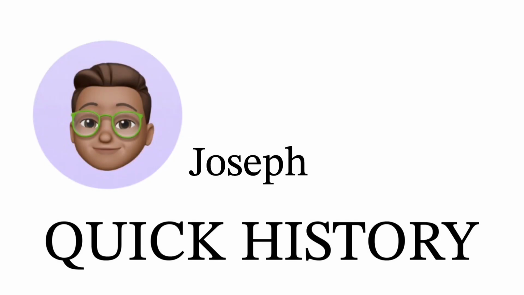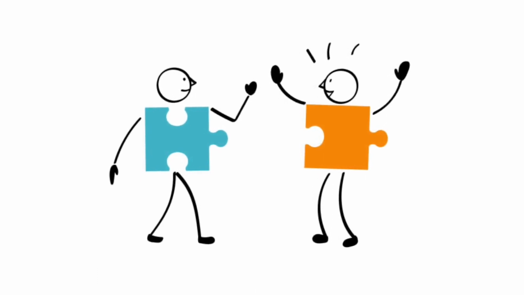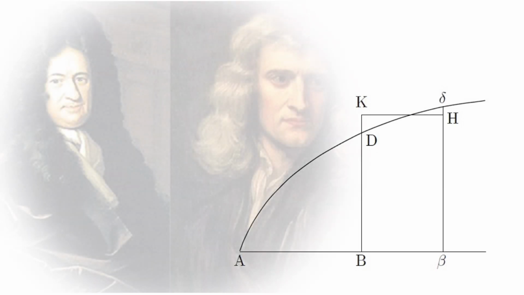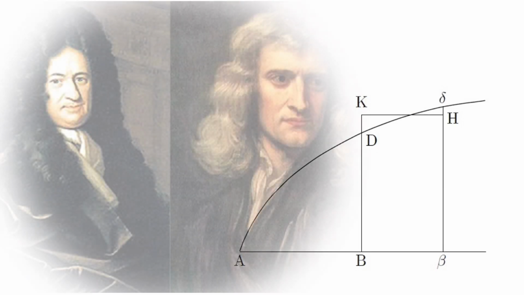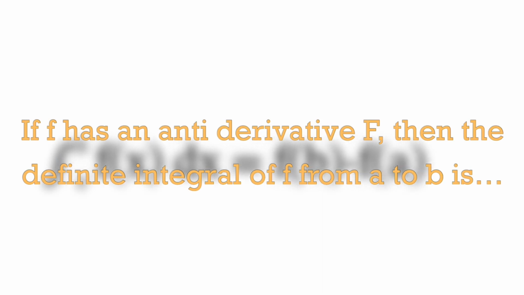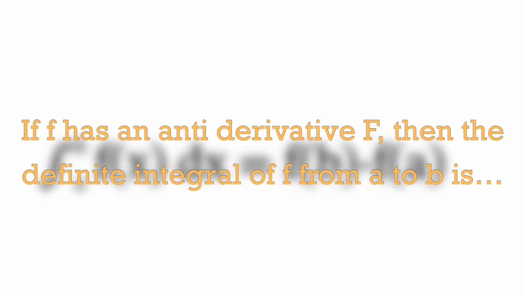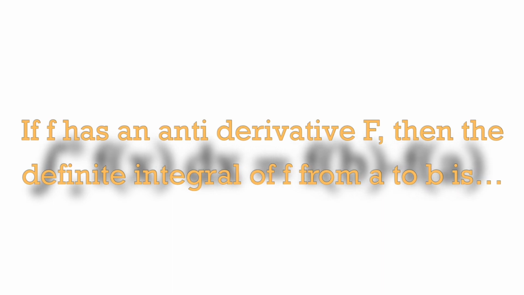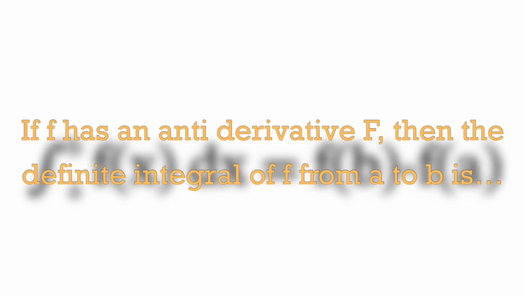Now I will be talking about the history of the fundamental theorem of calculus. The fundamental theorem of calculus is a result in calculus that consists of 2 parts. The first part was formulated by Isaac Newton and Gottfried Wilhelm Leibniz independently in the late 17th century. The fundamental theorem of calculus establishes a relationship between differentiation and integration, stating that if a function is continuous on a closed interval and has an antiderivative, then the integral of the function over that interval can be evaluated by finding the difference between the antiderivative evaluated at the endpoints of the interval.